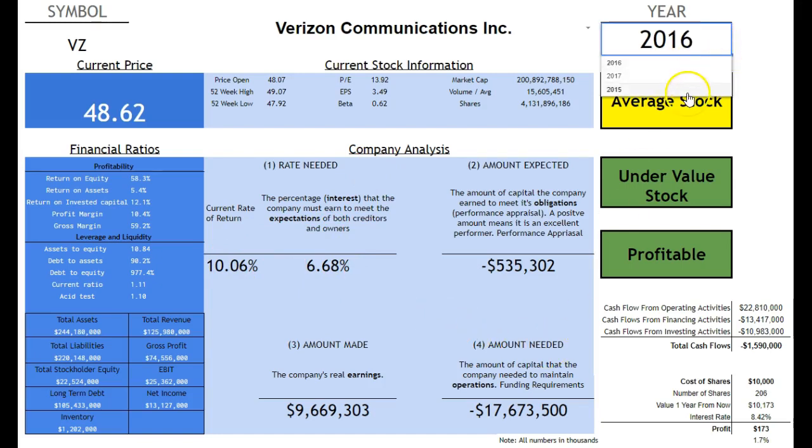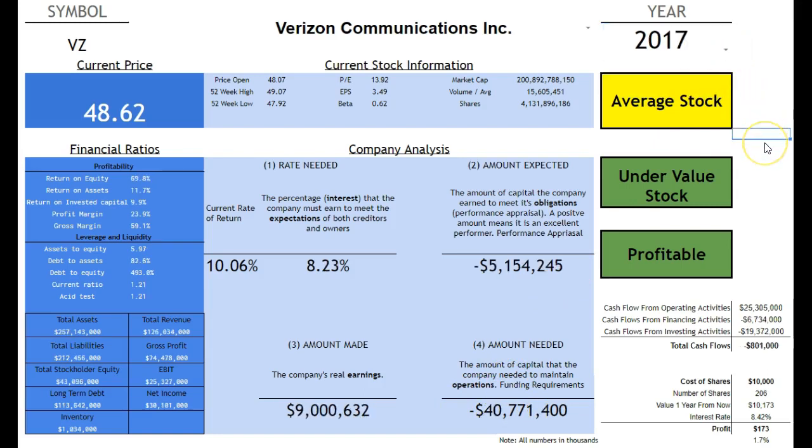Let's go one more year. 2015 was a better year. Look, they have a positive number here, positive number. They were very profitable in 2015. Now, would I invest in Verizon? Yes, I would. I have in the past, only because they're a very profitable corporation. They make money. They exceed the expectations.